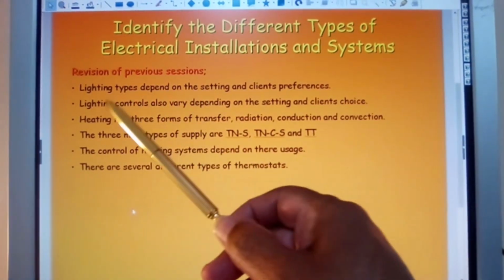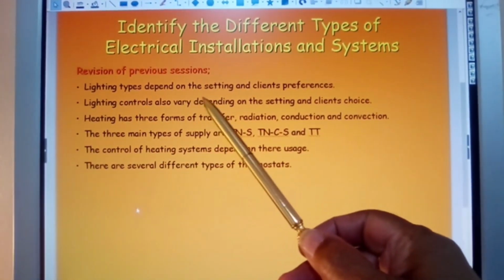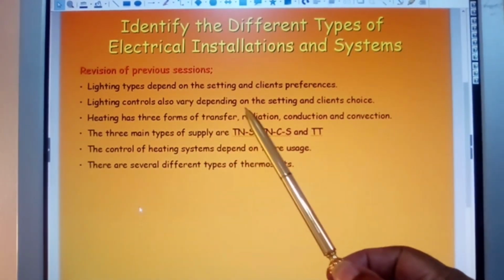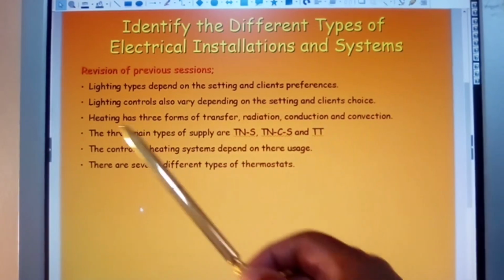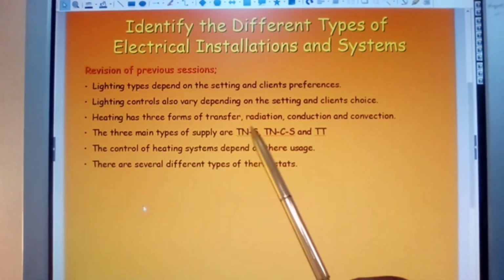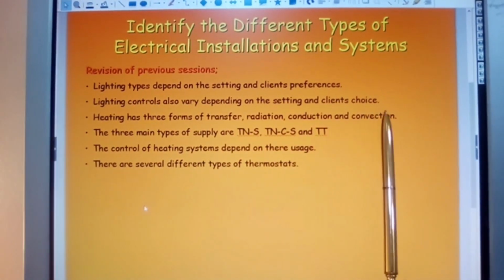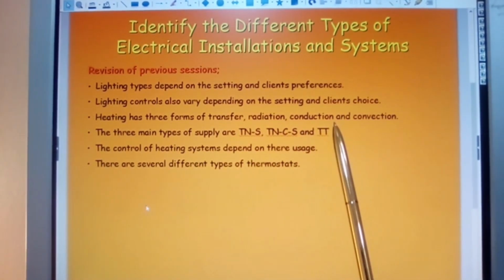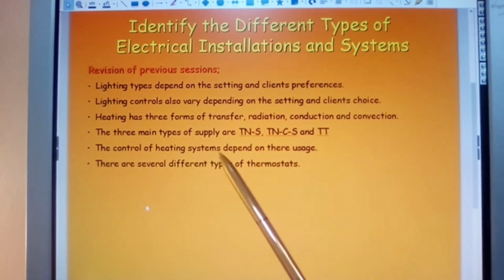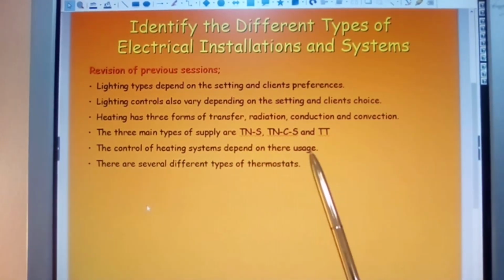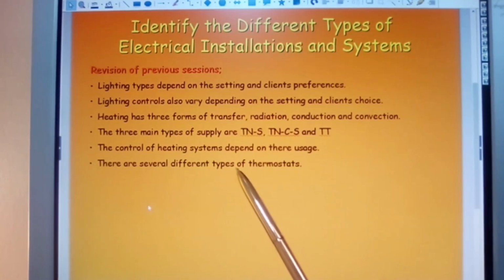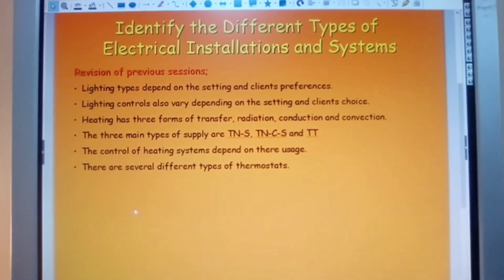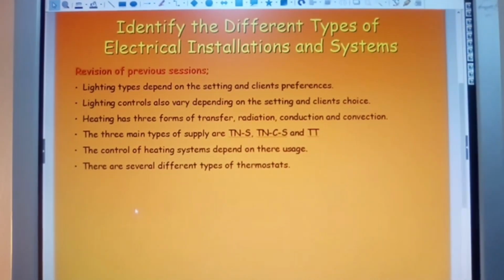Identify the different types of electrical installations and systems. Revision of previous sessions. Lighting types dependent on the setting and client's preferences. Lighting controls also vary depending on the setting and client's choice. Heating has three forms of transfer: radiation, conduction, and convection. The three main types of supply are TNS, TNCS, and TT systems. The control of heating systems depends on their usage. There are several different types of thermostats. Now be aware that there may well have been more since this was written, so take that into account, please.